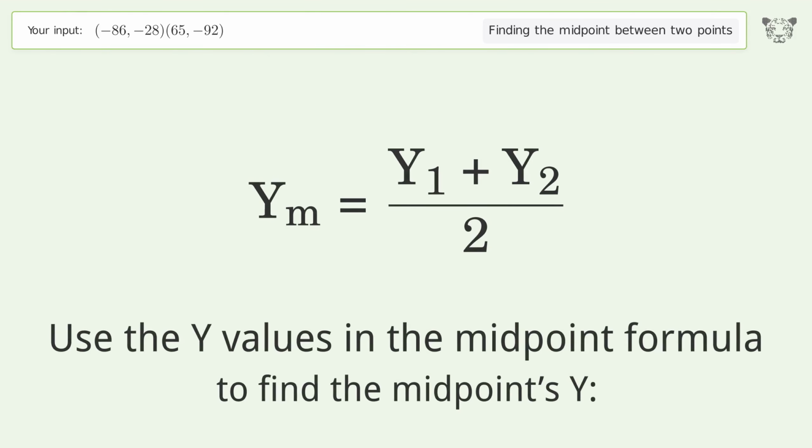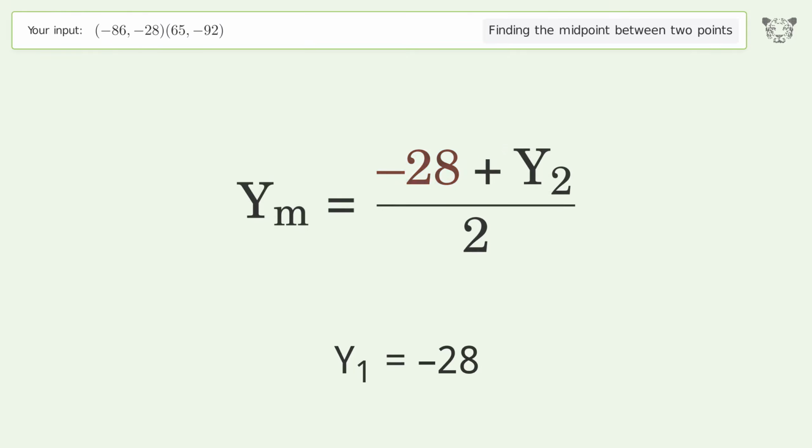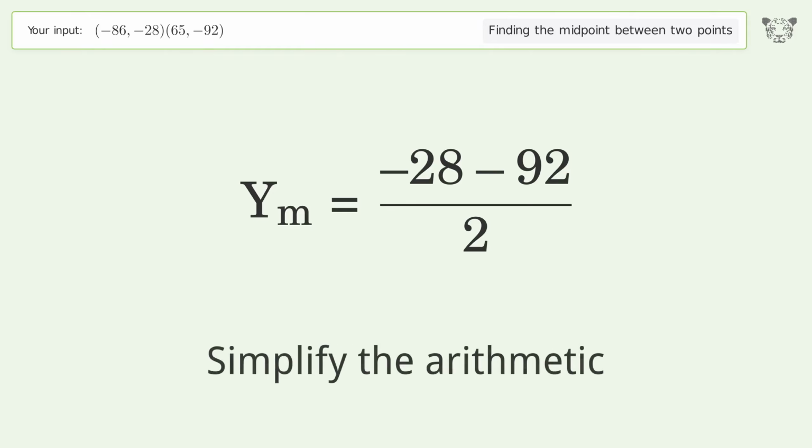Use the y values in the midpoint formula to find the midpoints y. y1 equals -28. y2 equals -92. Simplify the arithmetic.